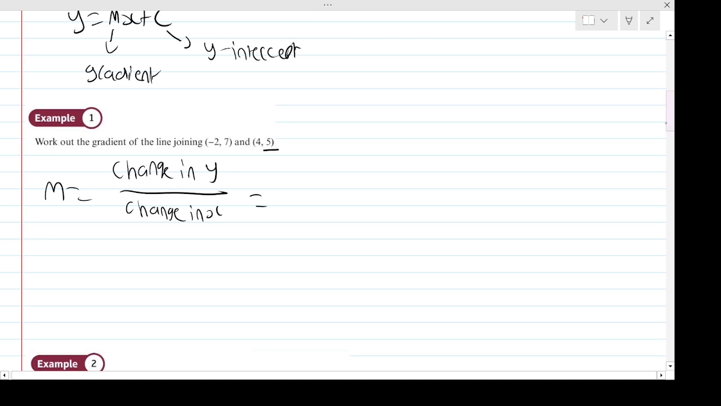So again, change in y is first with the y coordinate 5. Then we're going to take away the other y coordinate, the other point, 7. Okay, so it's change in y, the difference in the y values. Then we're going to do the same for the x. So firstly, because we started with 5 from this coordinate, we must then keep the same order and do 4, okay? So the x value of the second point, take away -2, okay?